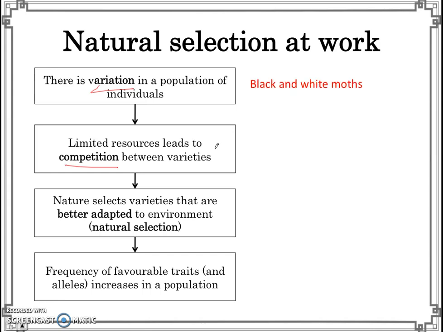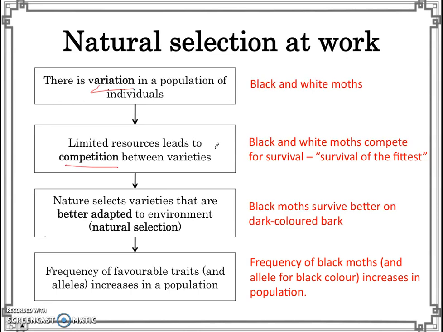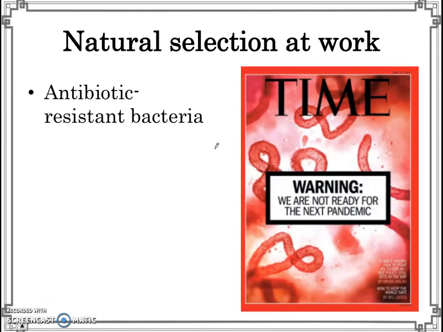So in the case of the moths, we had variation, black and white moths. And then there was a competition to survive, right? The birds eating them. And then next, natural selection takes place. The black moths are able to survive better on the dark colored bark because they can camouflage better. And as a result, the frequency of black moths and the alleles that give rise to black color would increase in the population.